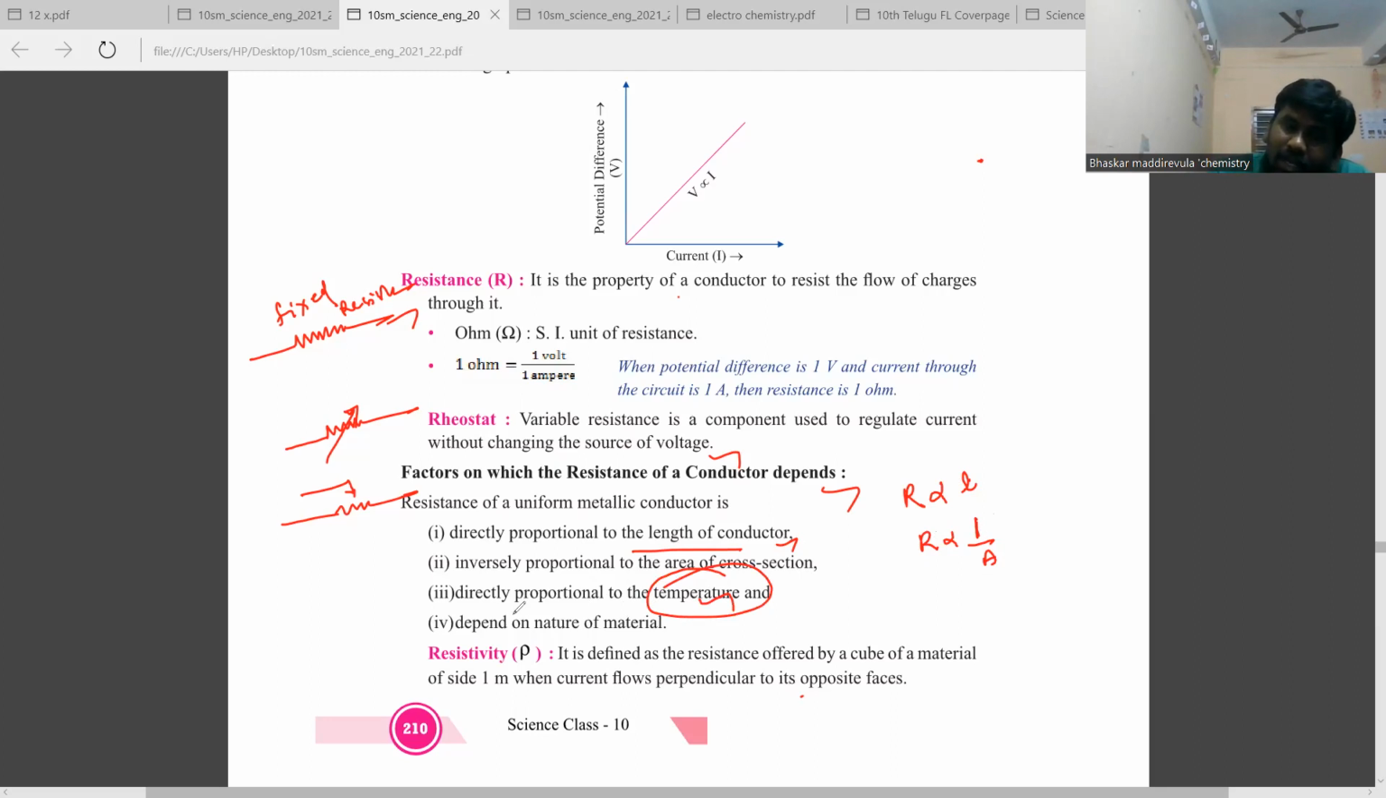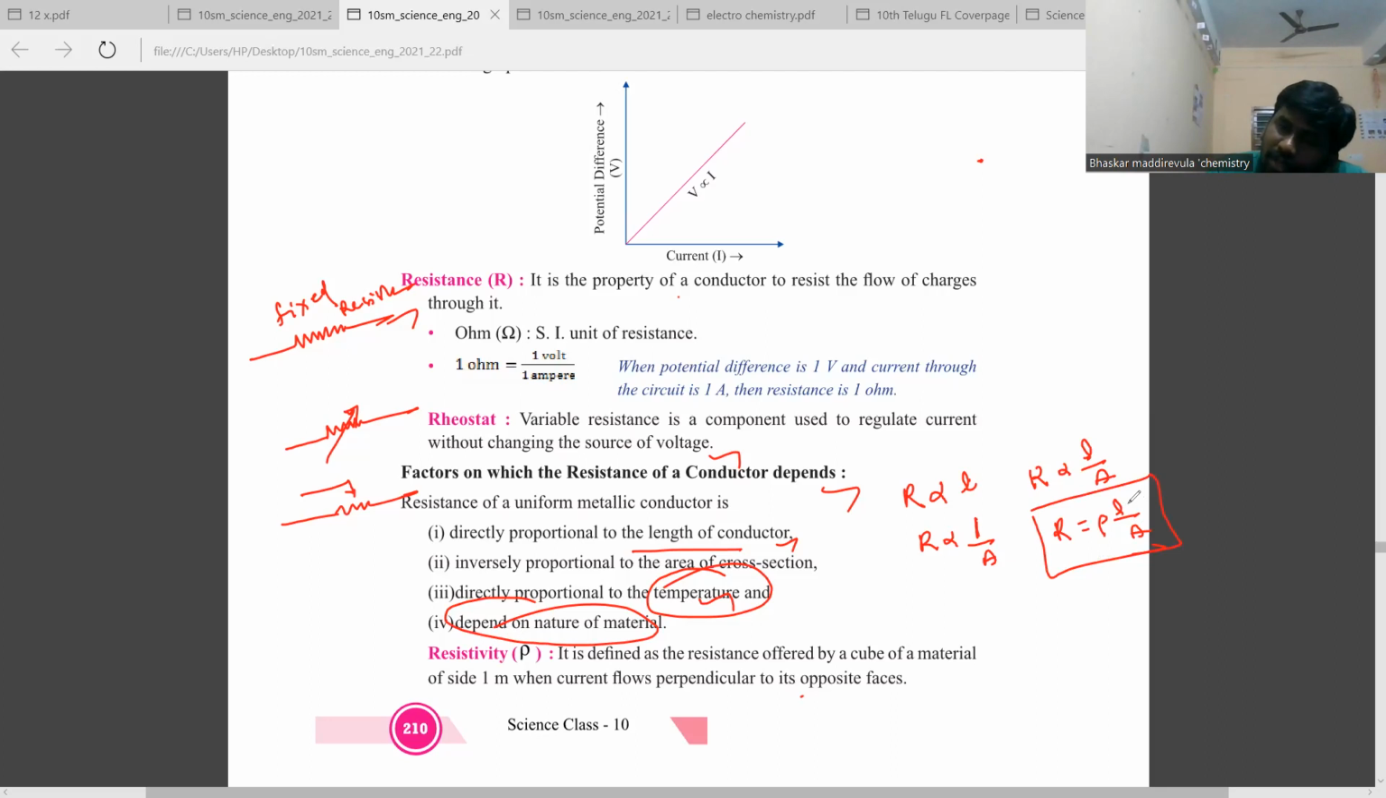Next, it also depends upon the nature of the material. Different materials have different resistance. Plastic has more resistance, metal has less resistance, and different metals have different resistance. So from here, the resistance R is proportional to L by A, or resistance is equal to rho L by A. This is the formula to find the resistance of the conductor.